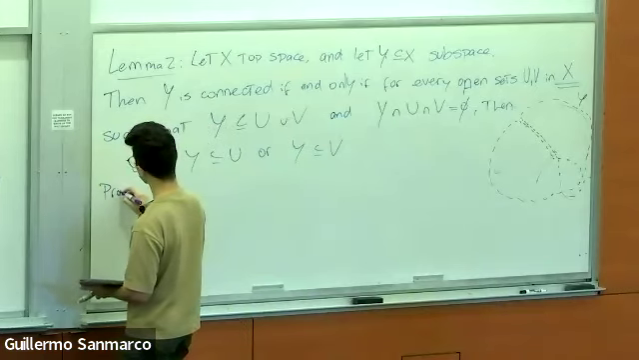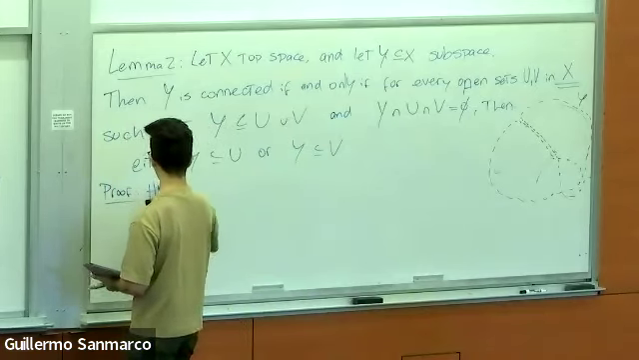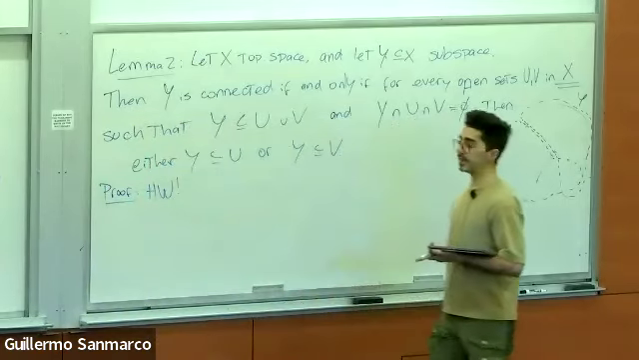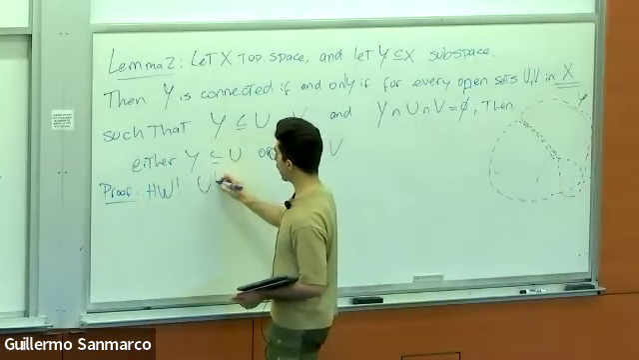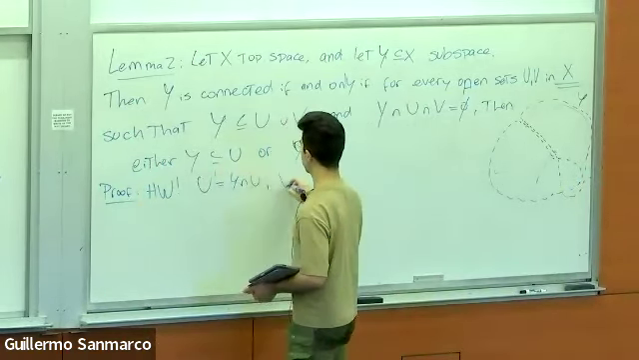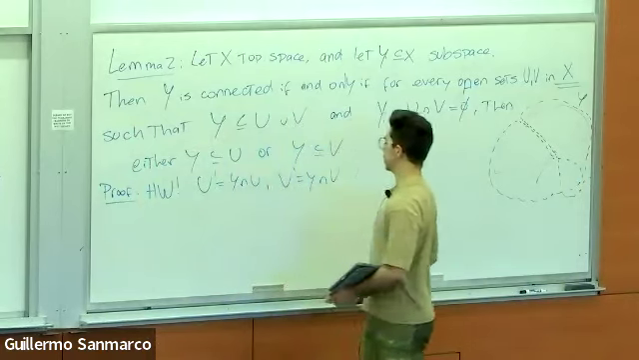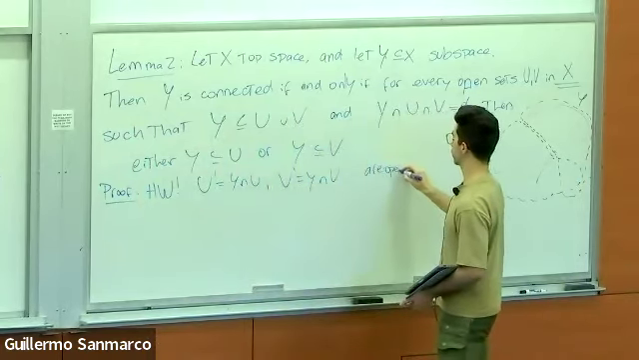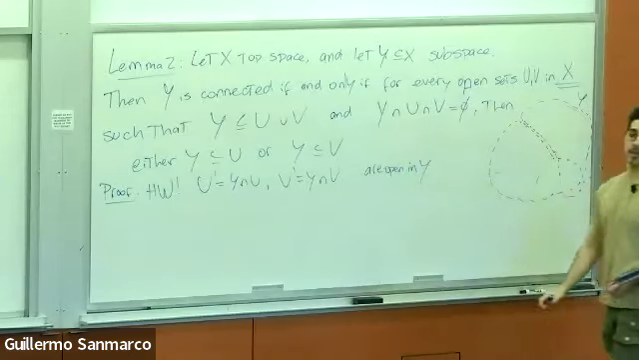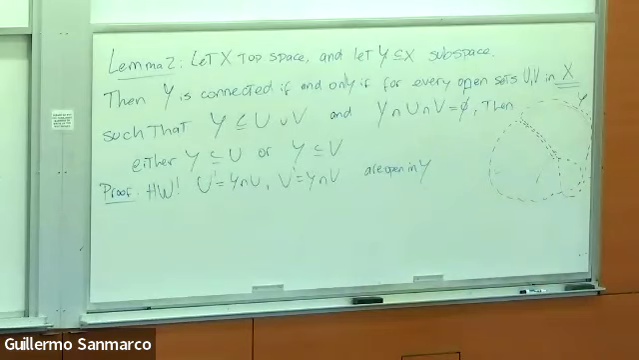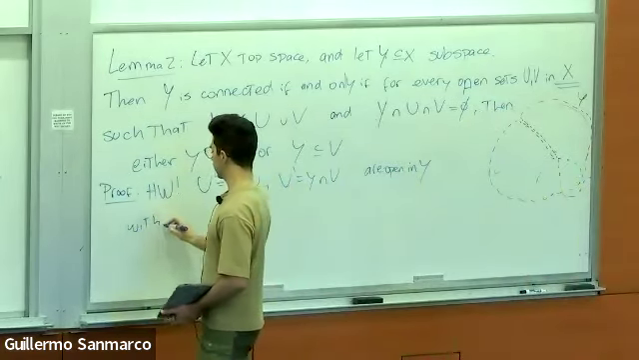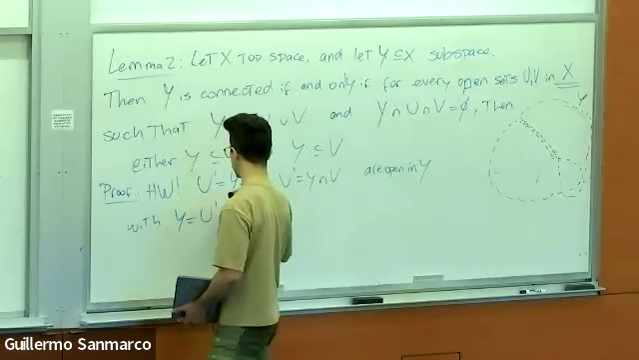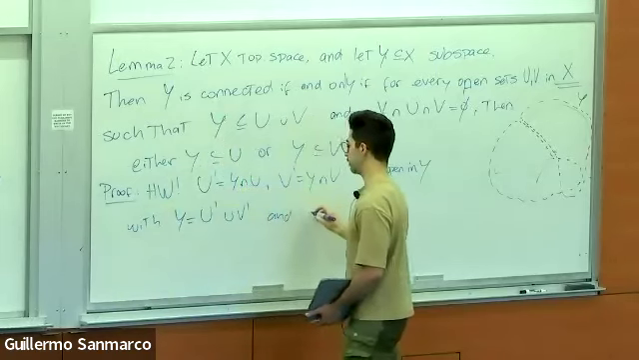So the proof for this will be a homework assignment. And the crucial part here is, if you let U prime be Y intersection U, and V prime be Y intersection V, these are open in Y, which have this union and intersect trivially.